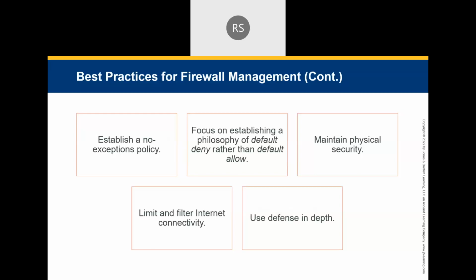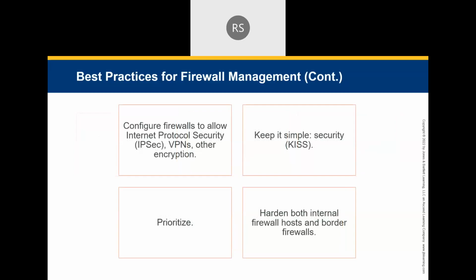Another best practice is to use defense in depth. So you want to implement multiple layers of defense. Now, this includes network segmentation, intrusion detection systems, and endpoint protections. So you combine firewall technologies with other security measures, and this allows you to create a multi-layer defense strategy against cyber threats. You also want to configure firewalls to allow Internet Protocol security, VPNs, and other encryptions. So you'll make sure that your firewall rules permit secure communication channels for encrypted traffic while blocking unauthorized access.